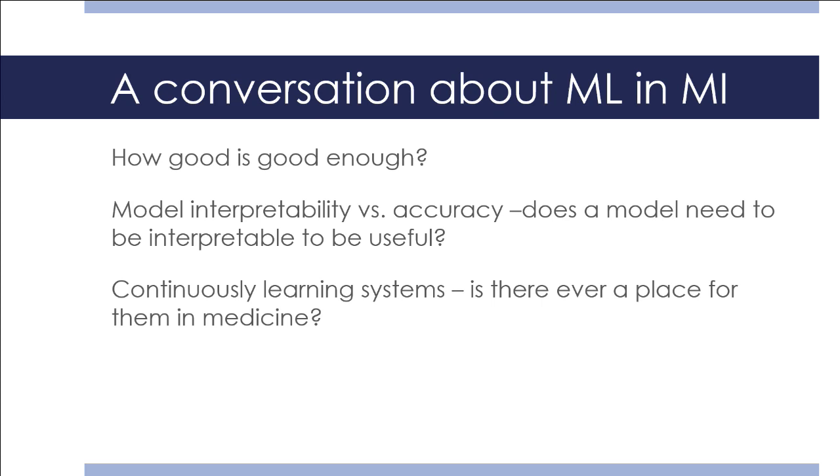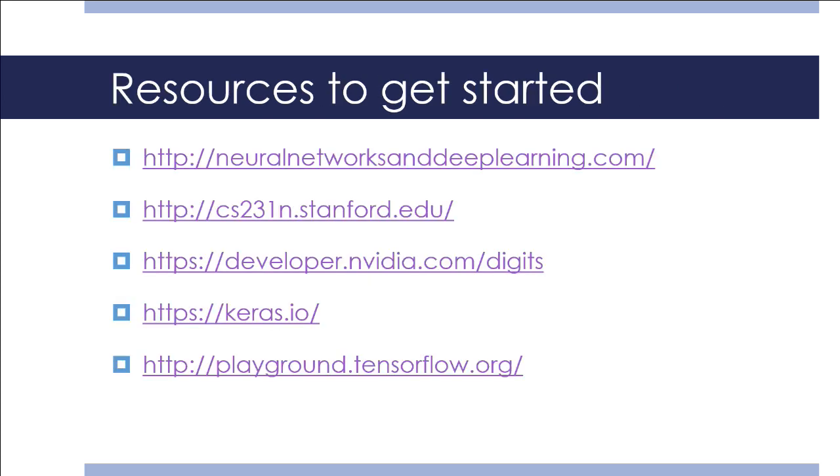How about continuously learning systems? Some of these models get better and better with time, but they're not the same model that was used at one point that will be used again. So how do we deal with that? Do we want to freeze our models, or do we want to allow for some continuous learning in the models? So I just have some resources for anybody who really wants to play with this.